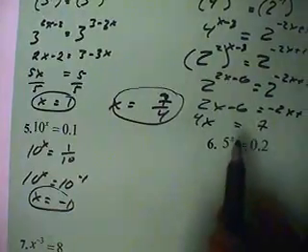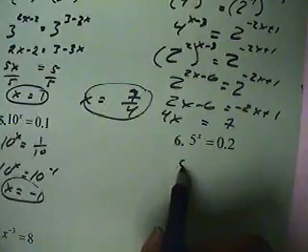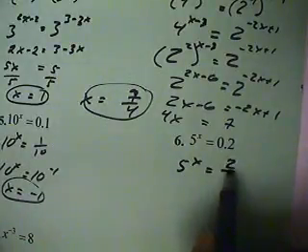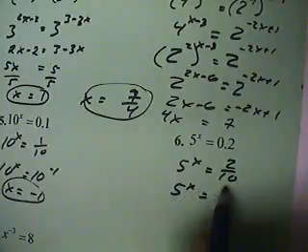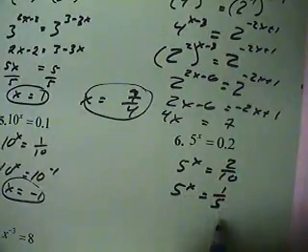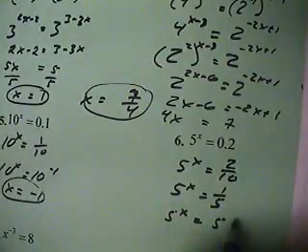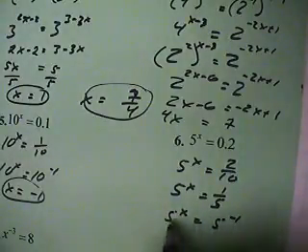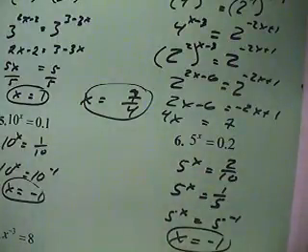Number 6. Once again, let's convert this to a fraction. So we'll have 5 to the x equals 2 over 10. Well, 2 over 10 simplifies down to a 1 over 5. And if I take the reciprocal of 1 over 5, I'll get a 5 to the negative 1. So now we have common bases. And so I can equate the exponents, and x equals negative 1.